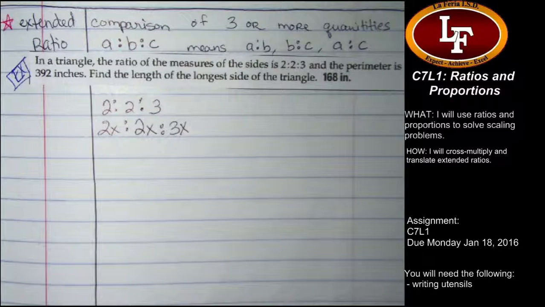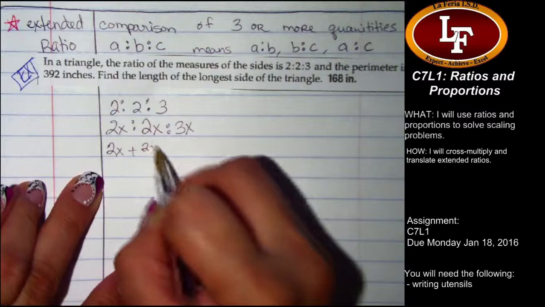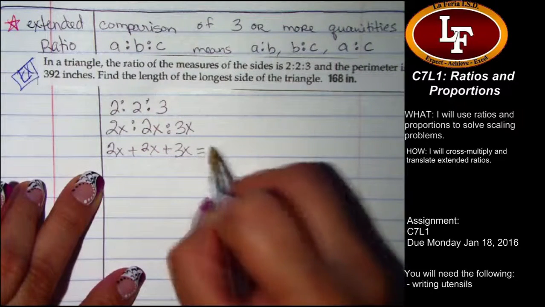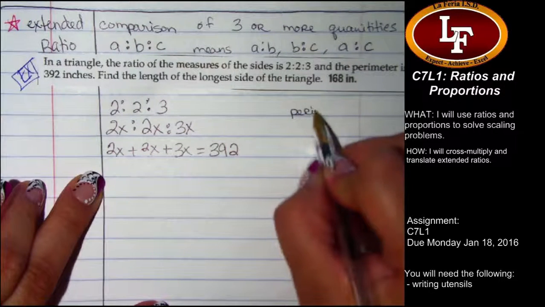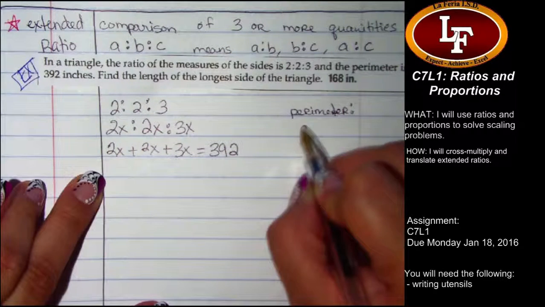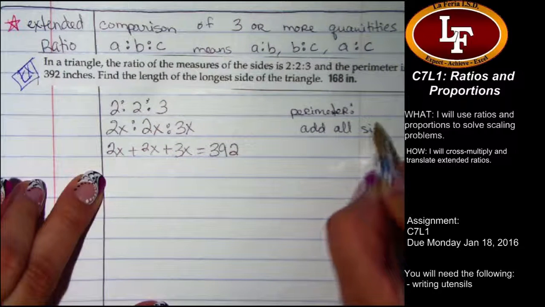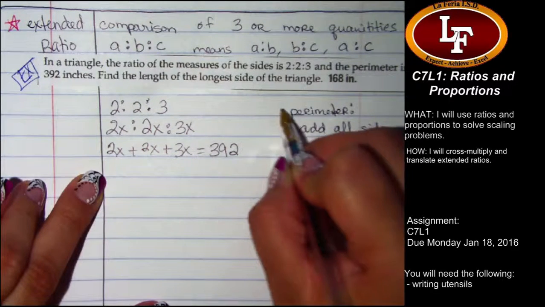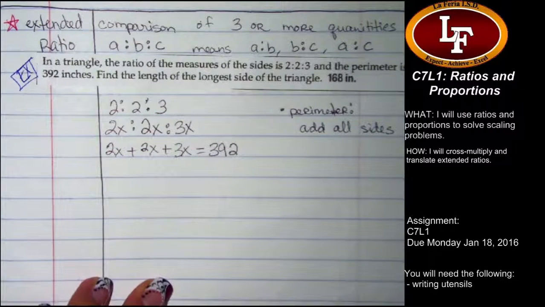392. This starts to feel a little bit like those dilations that we did, remember? Where we had the scale factor? This idea allows us to write an equation so that then we can solve for that unknown value, that scale factor, x, in order to discover what the length of the longest side is. Recall that the word perimeter means to add up all the sides.